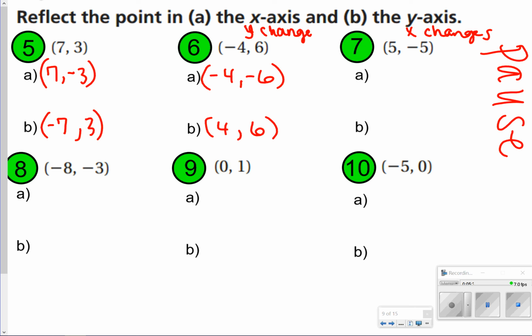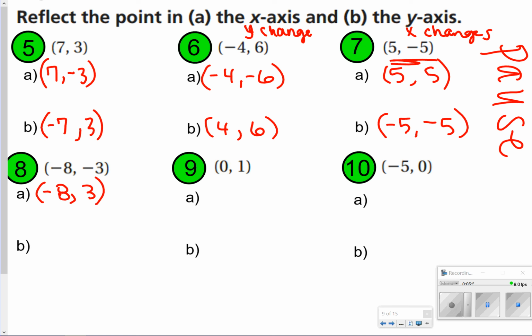For number 7, reflecting across the x-axis is going to change the y, so 5, +5. And reflecting across the y-axis, we're going to change that x, so -5, -5. Remember, I'm still going back to the original point here. Number 8, we're going to reflect across the x-axis, so the y will change, so we'll have -8, +3. And then for reflecting across the y-axis, the x will change, so +8, -3.